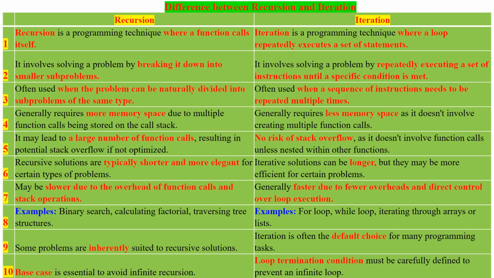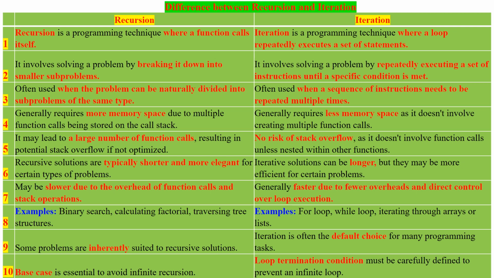Recursion may be slower due to the overhead of function calls and stack operations, whereas iteration is generally faster due to fewer overheads and direct control over loop execution. Recursion examples: binary search, calculating factorial, traversing tree structures. Iteration examples: for loop, while loop, iterating through arrays or lists.